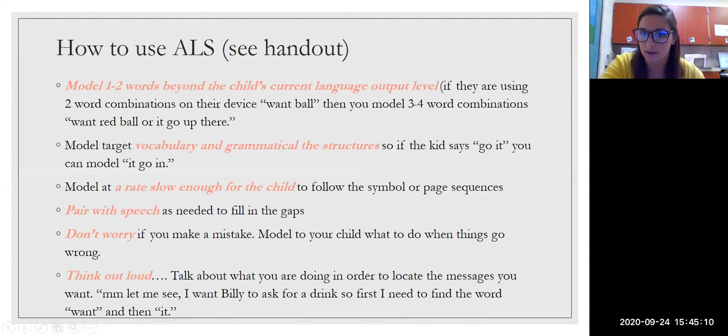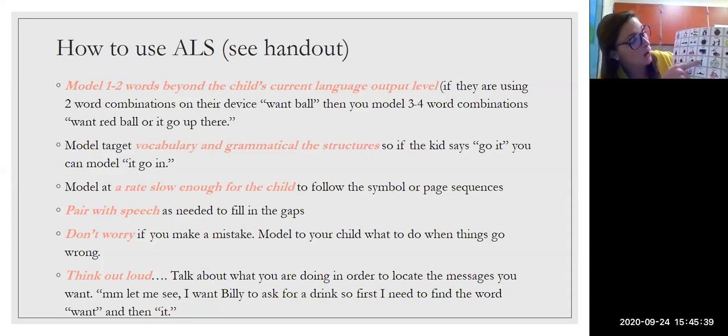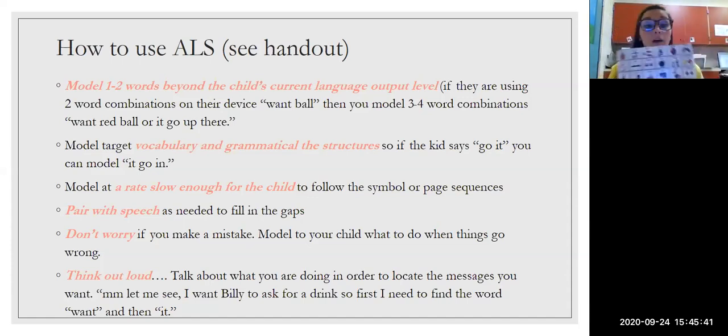How to use ALS. So you want to model 1 to 2 words beyond what your child's already saying. So if they're using a 2-word combination on their device or their board, if they say, I want the ball, then you might model a 3 or 4-word conversation. I want red ball, or it go up here. Just a little bit above where they're at. So you're basically expanding what they're already saying so that they can kind of figure out their next steps.